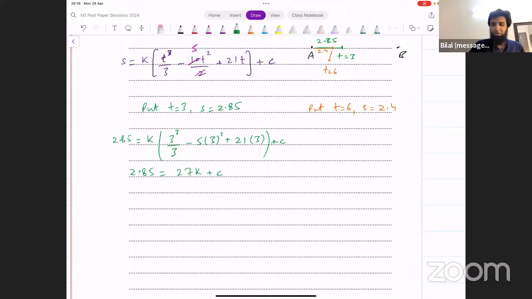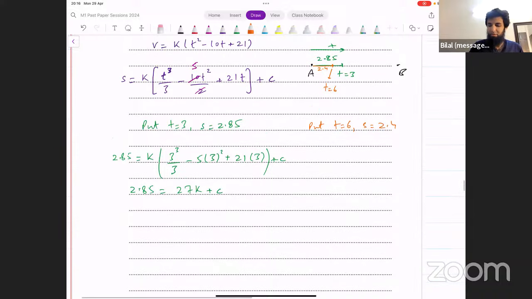That's one equation. You get another equation from the other set of points, t equals 6 and displacement equal to 2.4. 2.4 equals k into 6 cubed divided by 3 minus 5 into 6 squared plus 21 into 6 plus c. You have another equation in terms of k and c from here. Let's simplify this and see what that gives us. 2.4 equals 6 cubed divided by 3 minus 5 into 36 plus 21 into 6. And that's giving me 18k plus c.